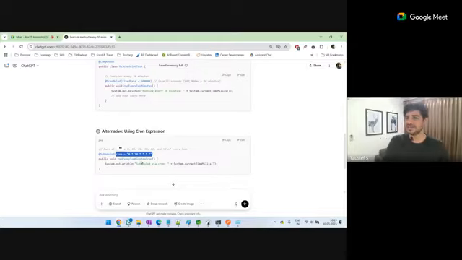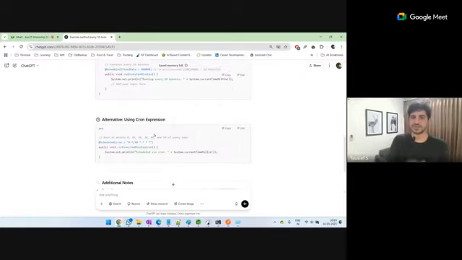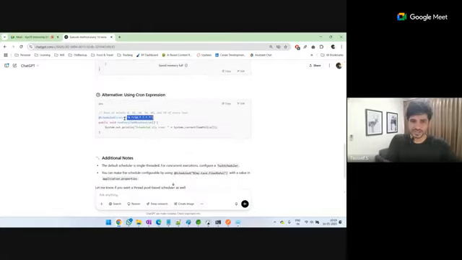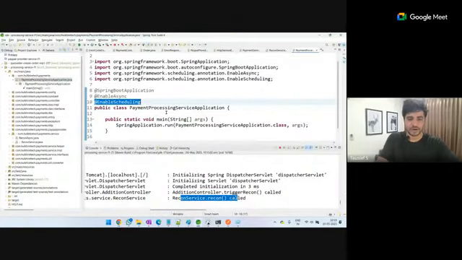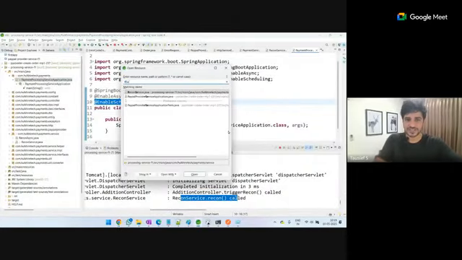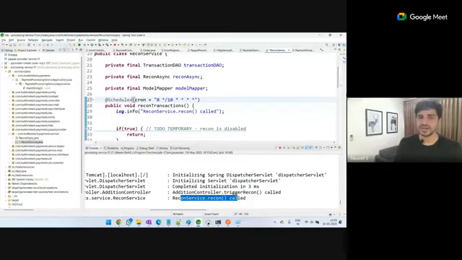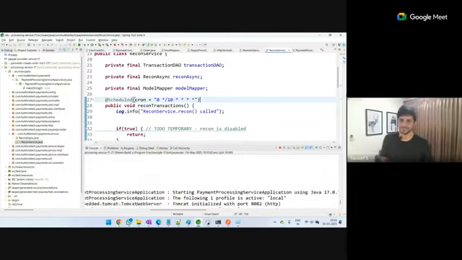Now, how exactly does this work? Let's try to check it out. It is saying that using this cron expression, we can achieve the functionality. So we will simply take this cron expression, copy it, and apply it here on our method in the recon service. Control Shift O. Okay. Let's save it and see what happens.